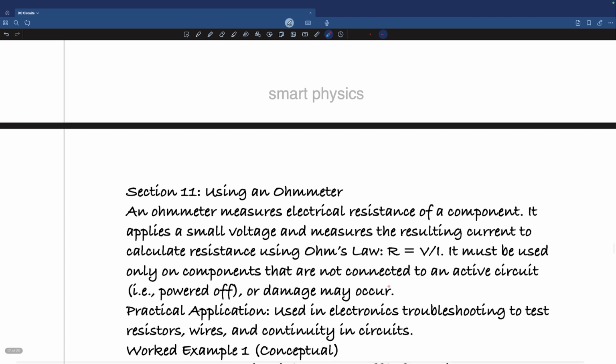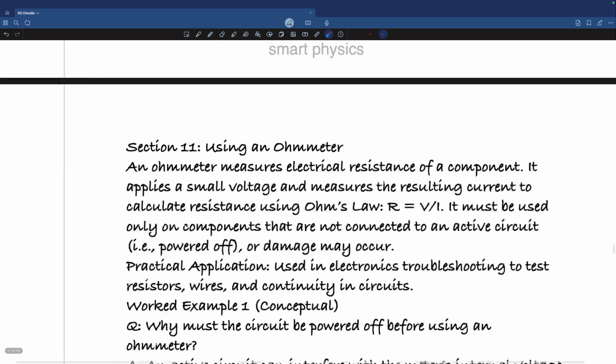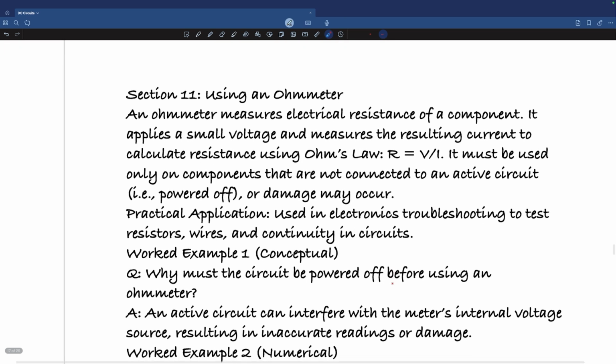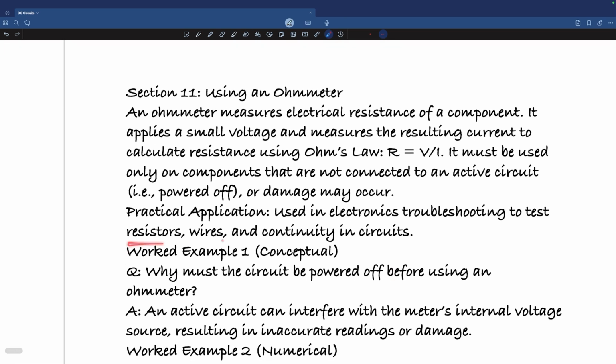Now remember that the voltmeter, the ammeter, and the ohm meter could be combined into one instrument. It's called a multimeter. You're going to see that, or some of you would have already used it. You can measure anything with just one meter. You just flip a switch and it becomes a voltmeter, and then an ammeter or an ohm meter, and even more. It's a very useful instrument for troubleshooting, to test resistors, wires, and continuity in circuits to see if there is any break in the circuit.